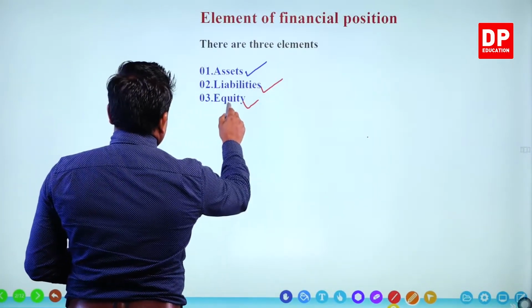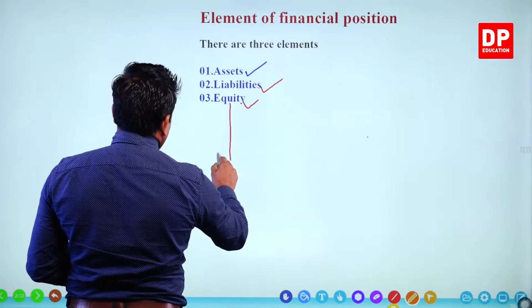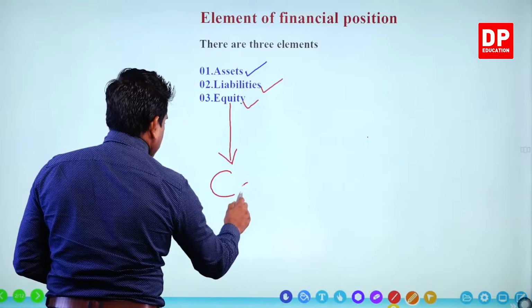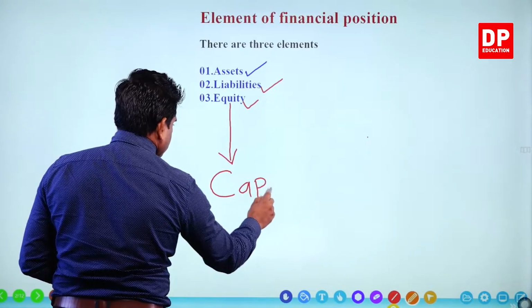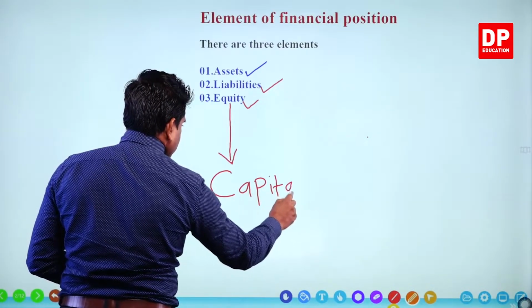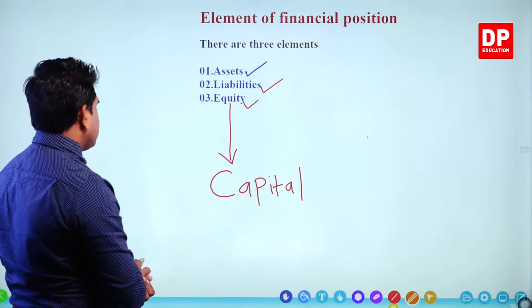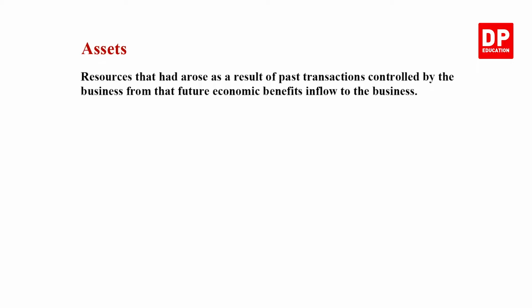We give a word for this equity. Hereafter, if you want, you can use capital. Same thing, right? Capital. That is capital. Next one. Now assets.